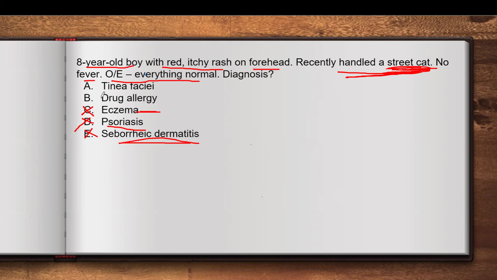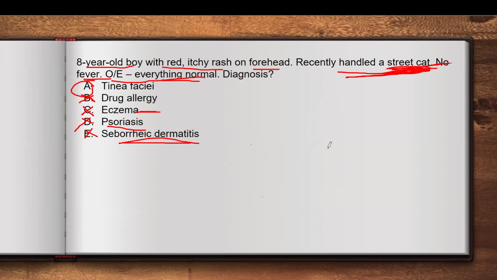Drug allergy, like I've explained, is usually widespread, a reaction on the whole body. It can have many appearances. It can be in the form of urticaria, or maculopapular or morbilliform, which means very small red patches on the skin. But it is very widespread. And tinea faciae, we are left with this option. Again, I've explained it can be transmitted through street cats. There is no fever, everything is normal.